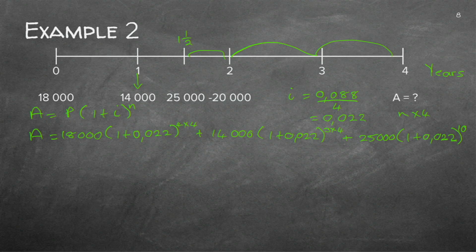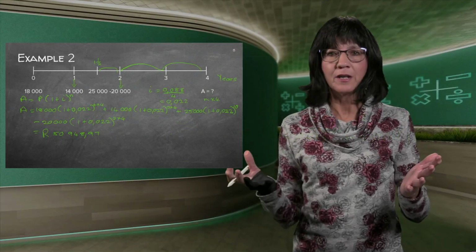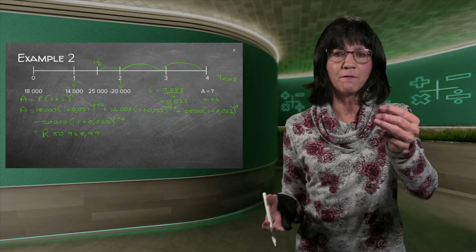Was that the last one? No, there's still a subtract. Minus 20,000, bracket 1 plus 0.022 to the power of, now there's the 20,000 on the second year. So how many years up to the end? 2 years, but I need to multiply by 4. And if you then press your equal sign, I'm going to cheat a bit to save time. It gives you 50,948.97 Rand.